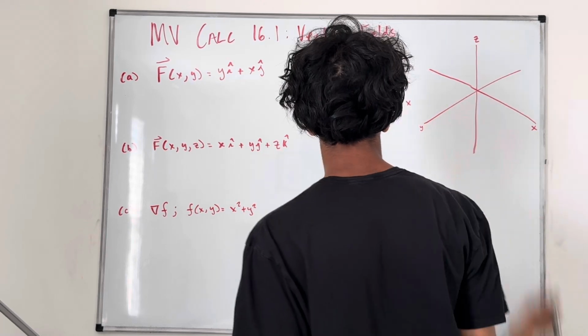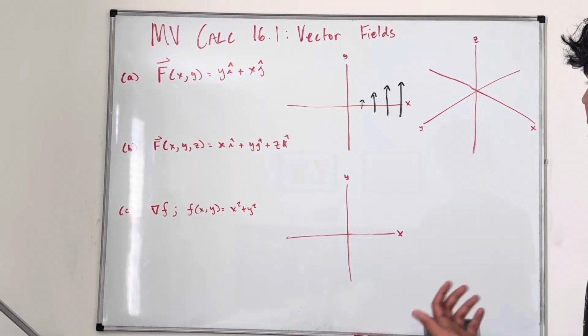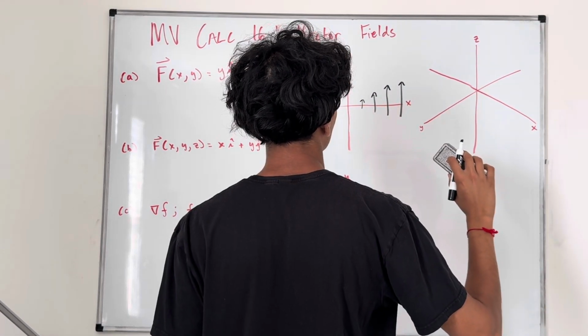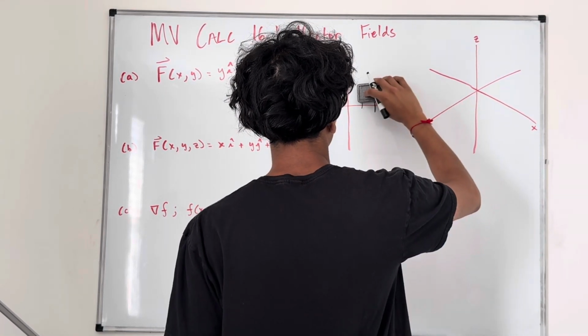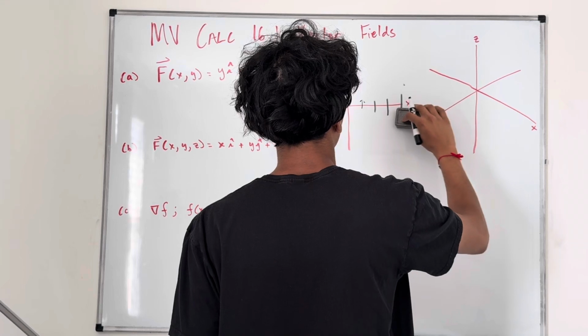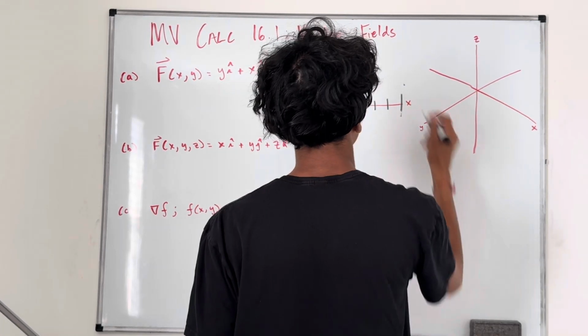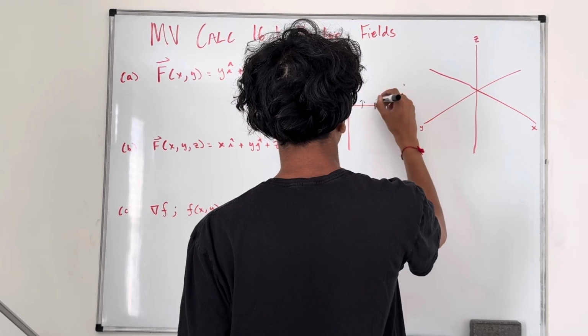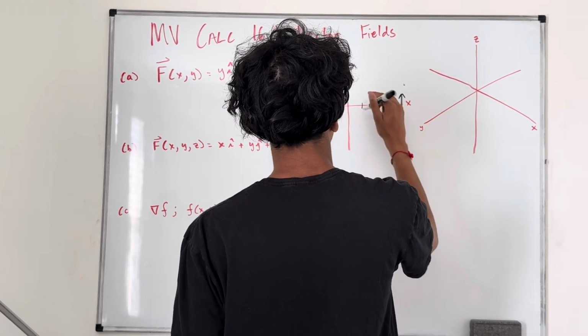Now, usually you don't want to draw them this big because there are going to be other vectors. So we'll make it a little bit smaller, something more like this. But just know that they get bigger. They get progressively bigger along the x-axis.